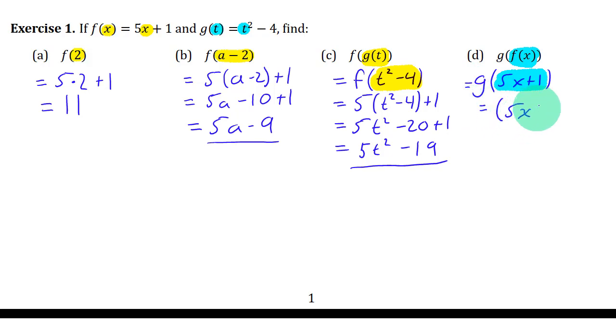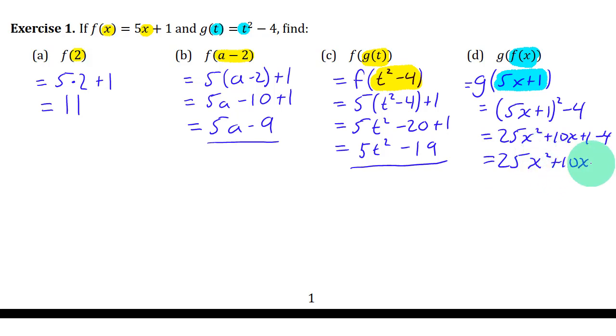Like so. You could leave it like that, or if you want to do 5x plus 1 squared, if you FOIL that out, or use the square of a binomial formula, you'll get 25x squared plus 10x plus 1 minus 4, or 25x squared plus 10x minus 3. I hope that's fitting, just barely in the frame there.